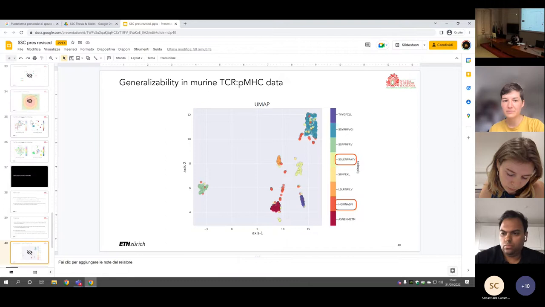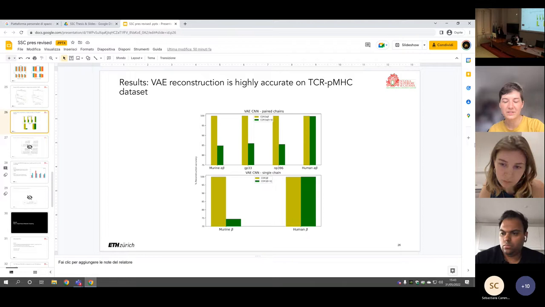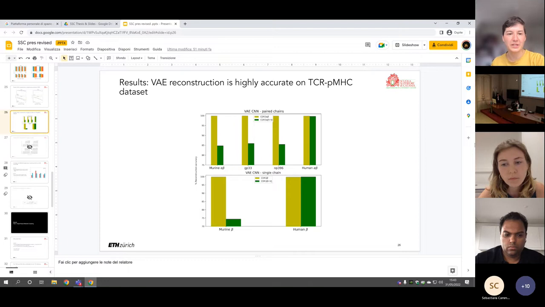Give me this reconstruction accuracy metrics. So the question was, why didn't we focus primarily on murine sequences? Yep. For evaluating reconstruction accuracy? Not just for evaluating, but also for training. Aren't there enough murine sequences available? Yeah, that is exactly the case.